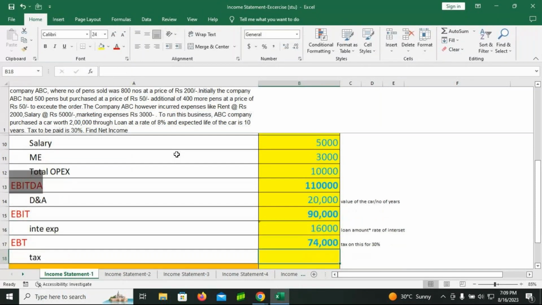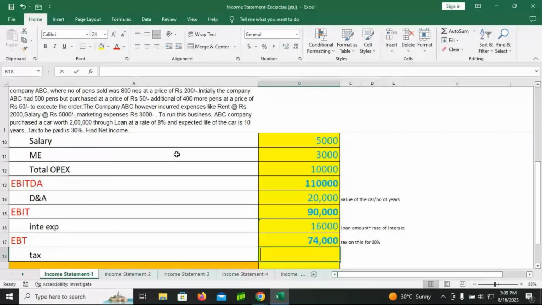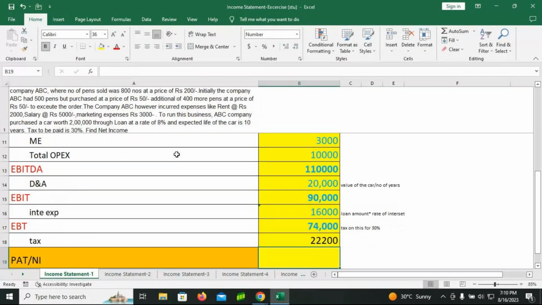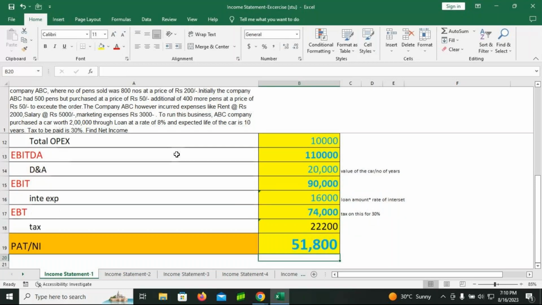Now I have to calculate the tax, which is 30% on EBT. So 74,000 into 30%. Then profit after tax or net income is EBT minus tax. So this is the amount.